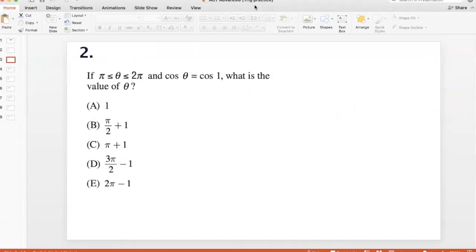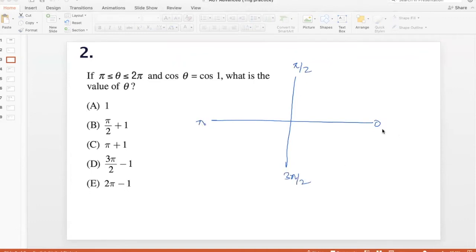Question 2, if pi is less than theta is less than 2 pi, and cos theta is equal to cos 1, what is the value of theta? Okay, so let's first draw the trigonometric graph. So this is 0, this is pi by 2, this is pi, this is 3 pi by 2, and this is 2 pi. So theta lies between pi and 2 pi.